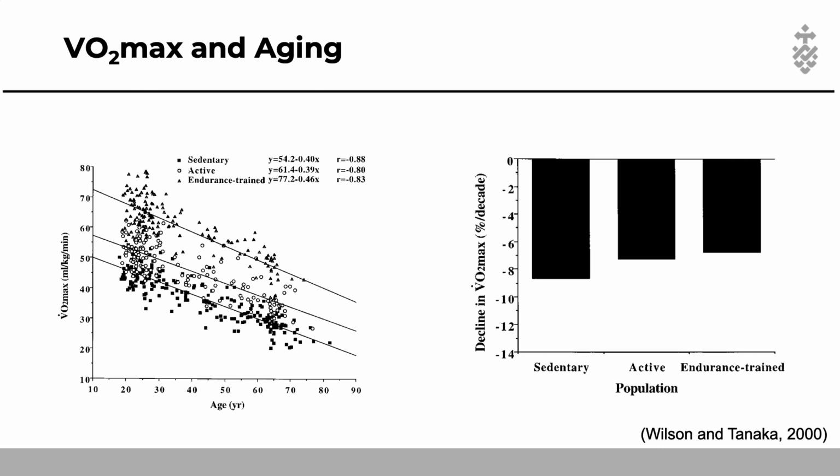Now, there's very small differences in the rate of decline per decade in the other two populations, maybe around 7% or so in active and maybe 6.5% in endurance trained. So the key takeaway is that the rate of decline doesn't actually vary much whether we're trained or not trained, whether we're an endurance athlete or whether we're sedentary. But what we do see is that having a higher VO2 max throughout life means that we can actually try to avoid having our VO2 max drop too low when we age.